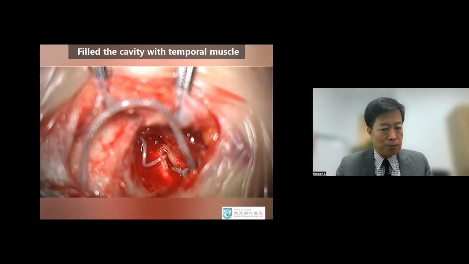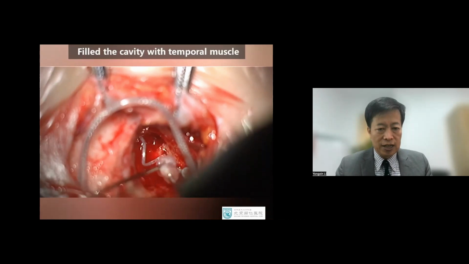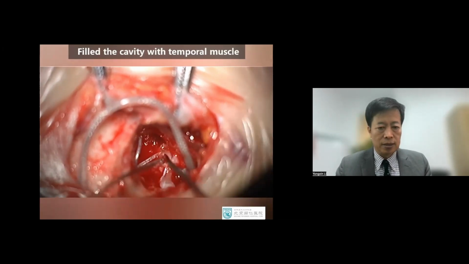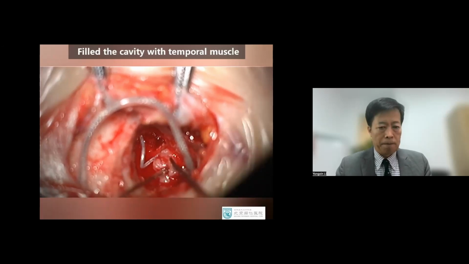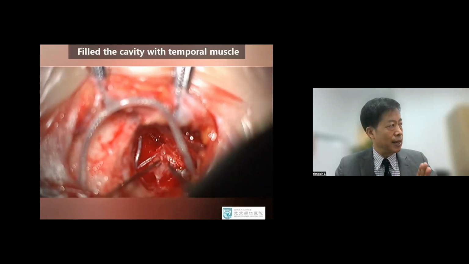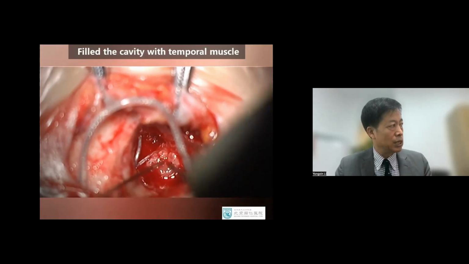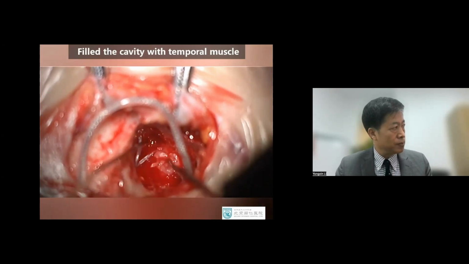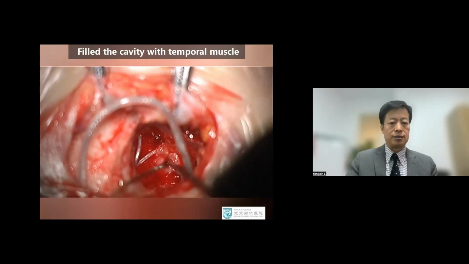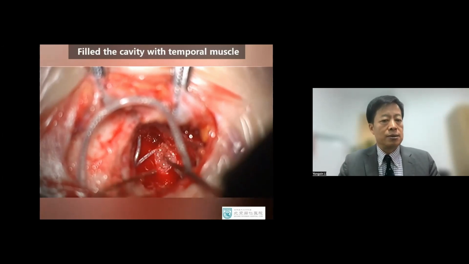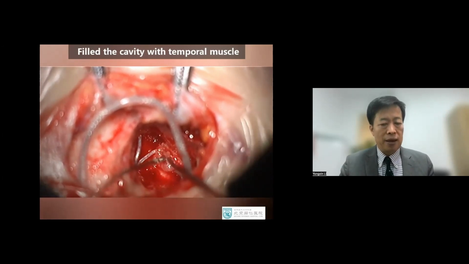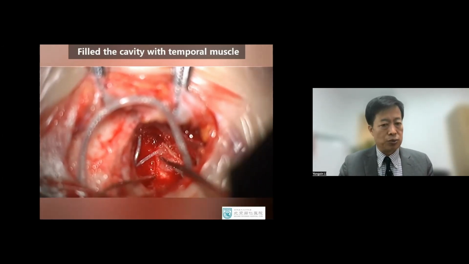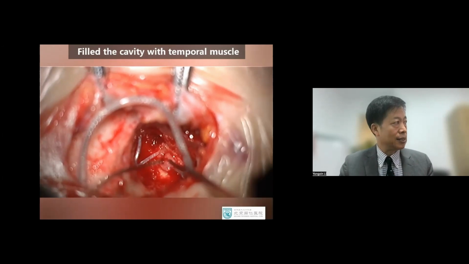Then we put a small piece of muscle and fascia inside the cavity. We try to make the electrode against the outside wall. So we put a piece of muscle inside the cavity. Sometimes the common cavity can combine with CSF leakage. So the muscle should be put tightly inside the cavity.